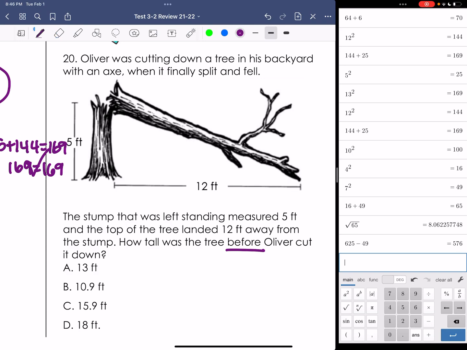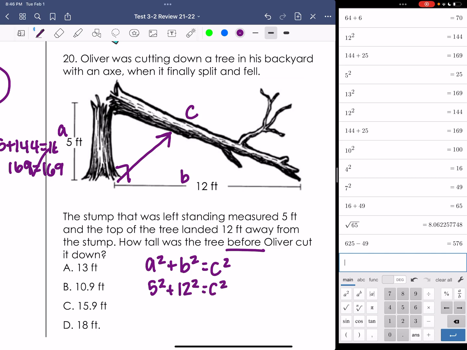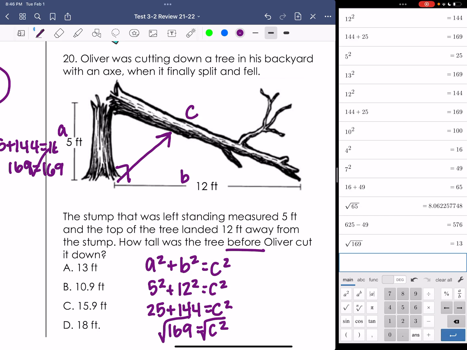I'm going to start off by identifying our 90-degree angle and drawing our arrow to C. Here we see that the height of the stump is going to be 5 and the base is 12. So we have a squared plus b squared equals c squared. For a we have 5 squared plus b is 12 squared, and this equals c squared. 5 squared is 25 plus 12 squared is 144, and this equals c squared. 25 plus 144 is 169, and this equals c squared. Now our last step is to take the square root on both sides, and the square root of 169 is going to equal 13. So here c equals 13.